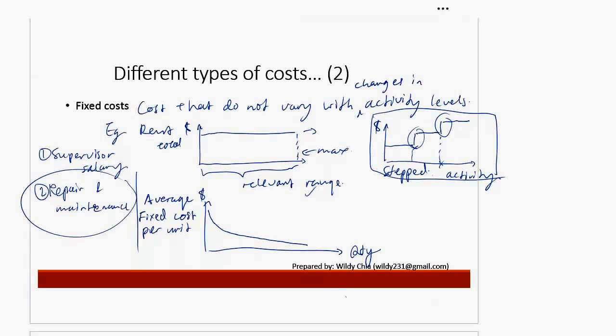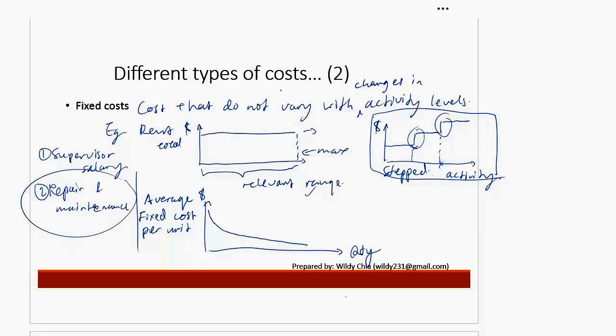One more is your fixed costs. What are fixed costs? Fixed costs are costs that do not vary with changes in activity level. This could be examples like rental, where total rental per month doesn't change, because even if you produce more or less, changes in activity level will not affect rental costs.